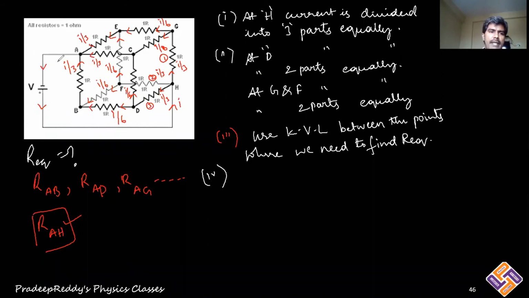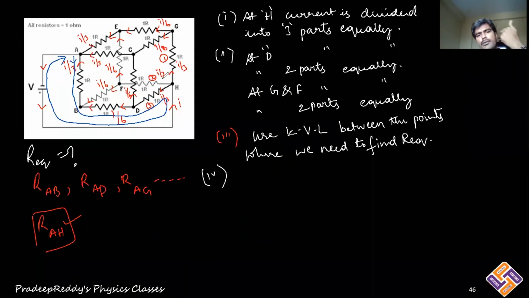Check it up. Start from A. You are traveling along this path: A to B, B to D, D to H, and from H you are returning back through this battery, and then finally you are reaching the same point A. This is one path. Likewise, you can take any path. You can take another path also: A, C, D, H. Or even A, E, G, H. Or another path, A, C, G, H.